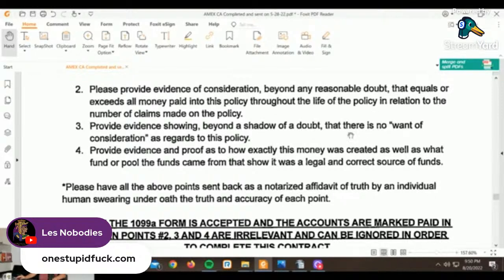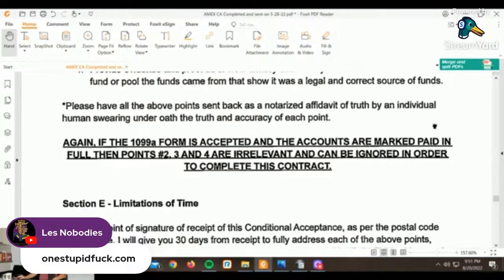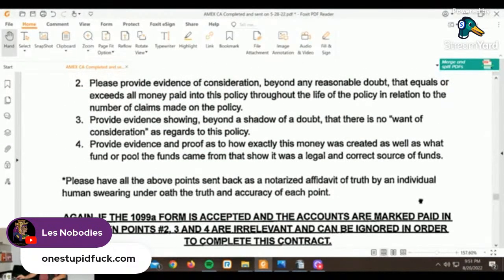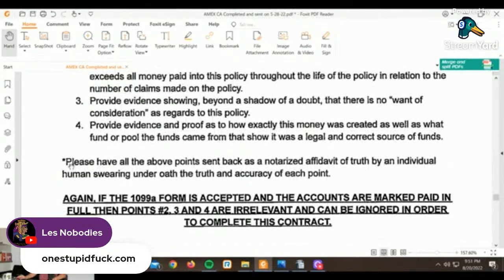Number 3, please provide evidence showing beyond a shadow of a doubt that there is no want of consideration as regards to this account. And then number 4, provide evidence and proof as to how exactly the money was created, as well as what fund or pool the funds came from that show it was a legal and correct source of funds. So I guess I didn't spot that I had not changed that over. This is copied and pasted from a previous conditional acceptance that I had sent to an insurance company. So anyways, here's a star and a note.